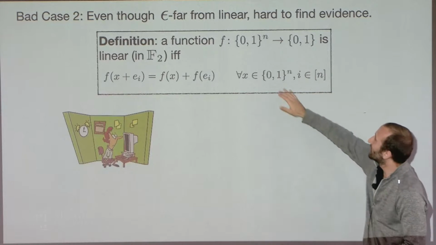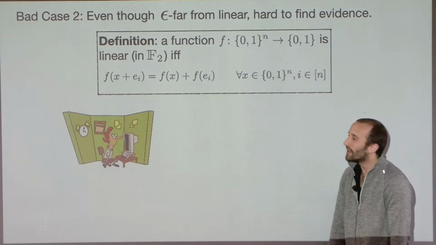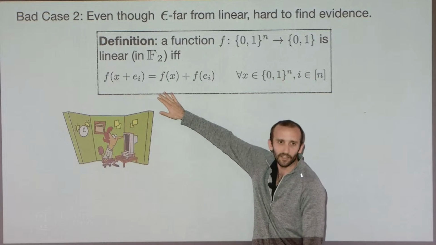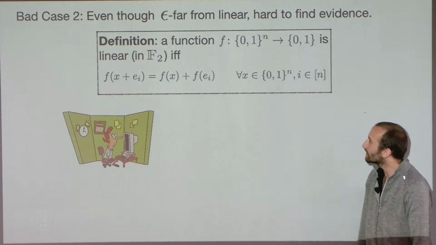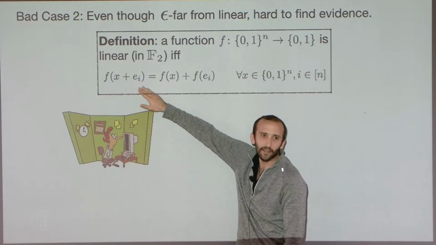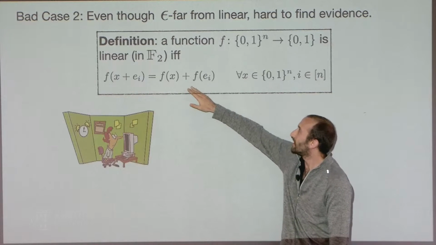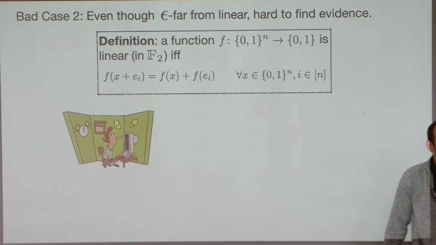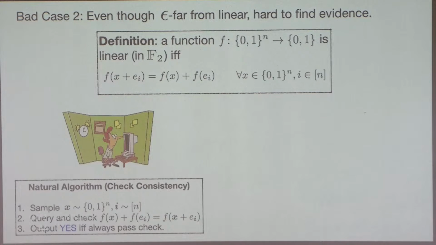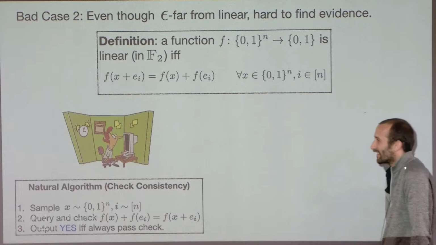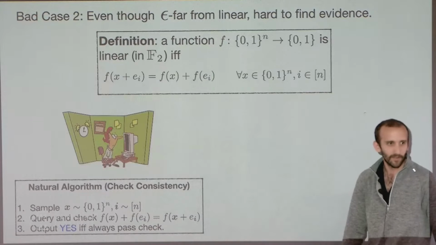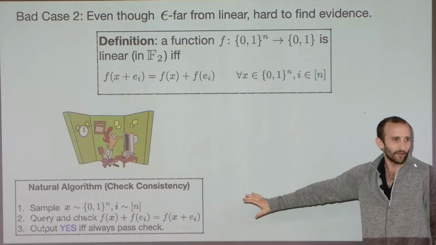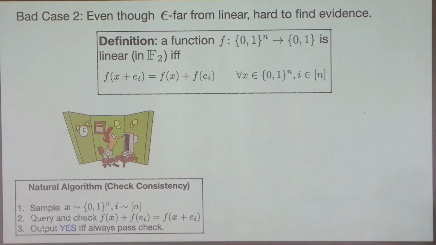that says a function f is linear if now you're only going to check the condition against the n directions that define A. So, f of x plus ei equals f of x plus f of ei. This is also a definition of a linear function, but had you used this definition, you would have come up with this test, which would have sampled x, would have sampled i, and would have checked this condition. But this algorithm doesn't quite work in the same way that the BLR algorithm does.